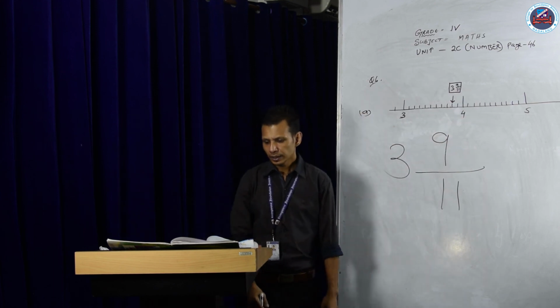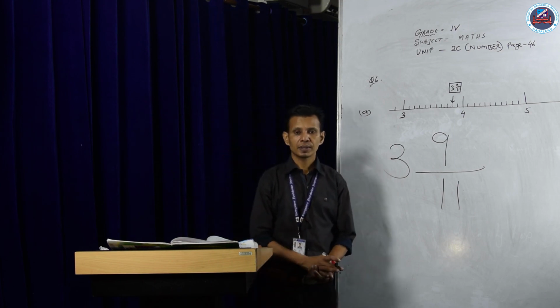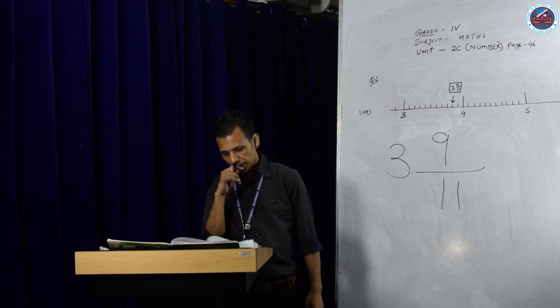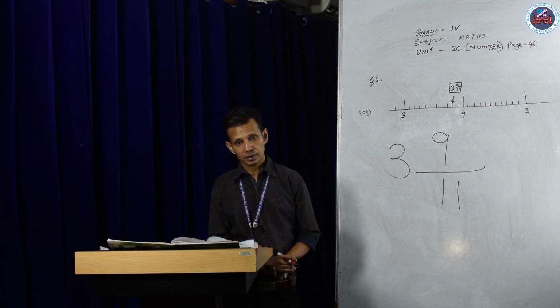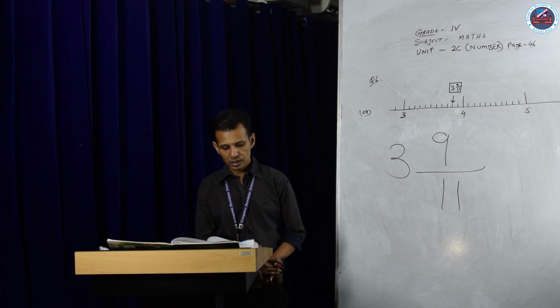Okay? Can you try B? Sure. B is much easier than A. You can try B. After that, let's go to question number 8, because 7 I have done in my PDF. Okay? 8 says, round this number to the nearest whole number.